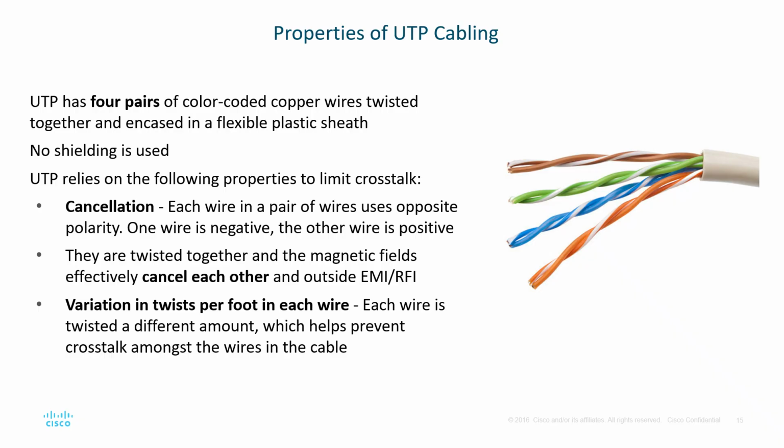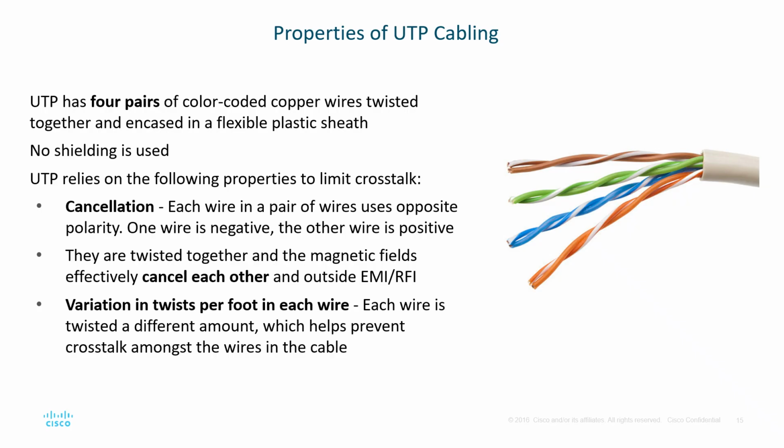Now, UTP has 4 pairs of color-coded copper wires twisted together and encased in a flexible plastic sheath. No shielding is used here. That is STP, which has that extra shielding.